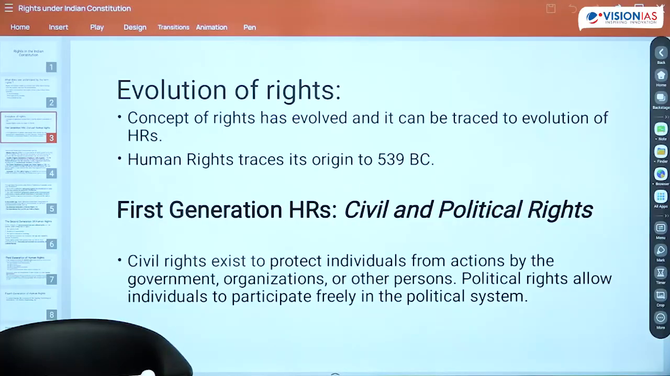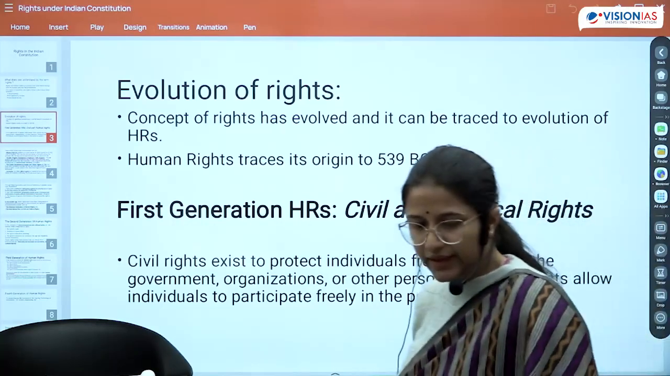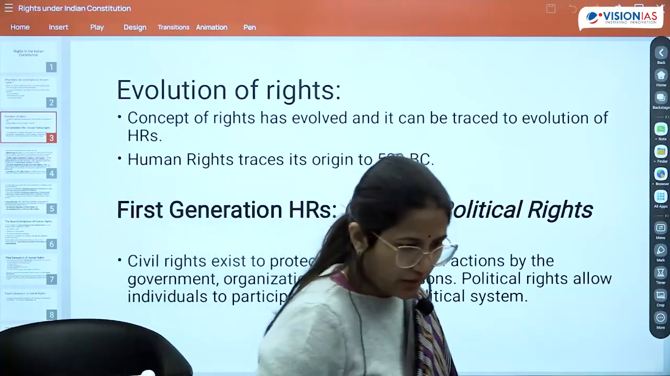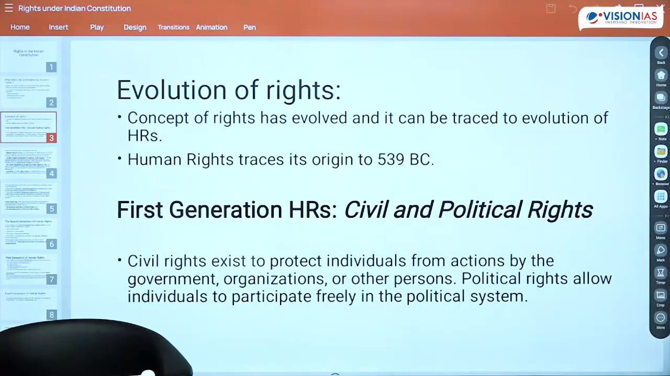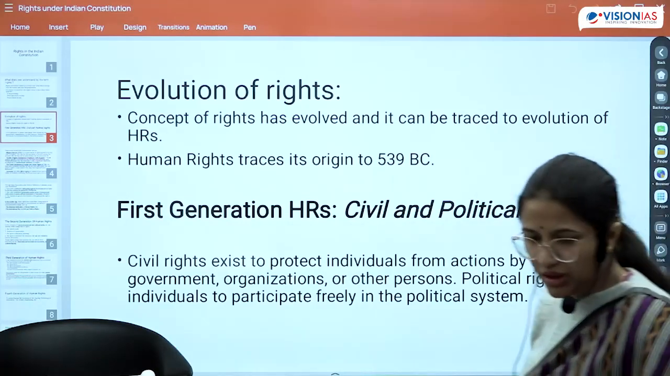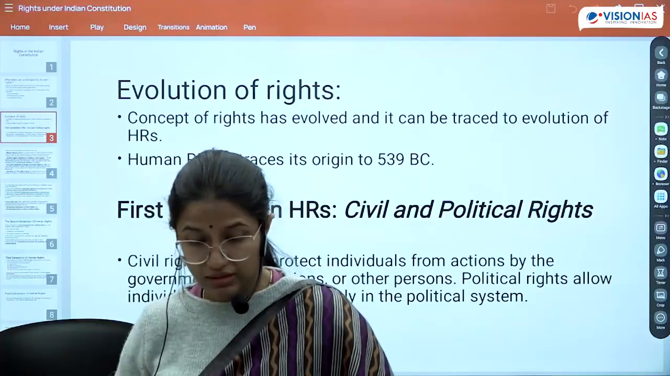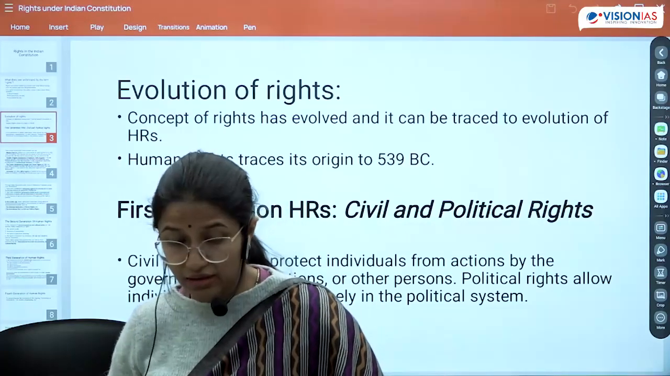irrespective of race, color, creed, religion, gender, etc., just by the virtue of being human beings. यही condition है to get human rights, full stop.